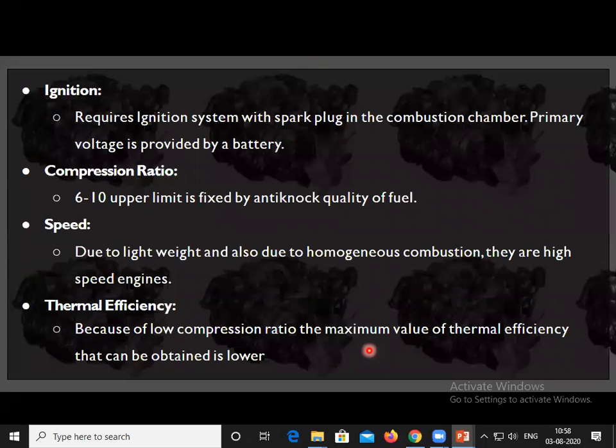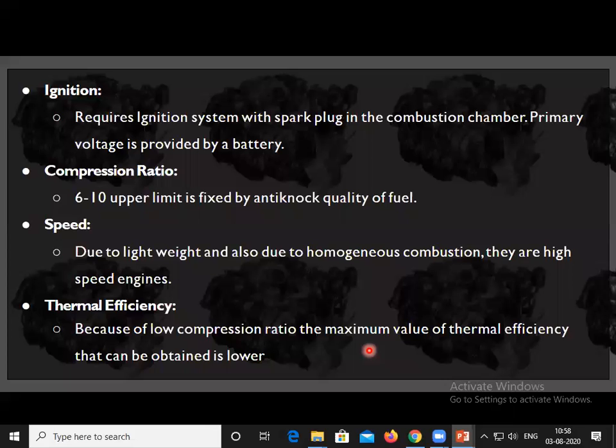Coming to ignition, we use the spark plug here. And for the compression ratio, we use a ratio of 6 to 10. And speed: when compared to the CI engine, in SI engines we have lightweight construction. We also use homogeneous combustion. Homogeneous means that the air-fuel mixture is prepared before coming to the combustion chamber.